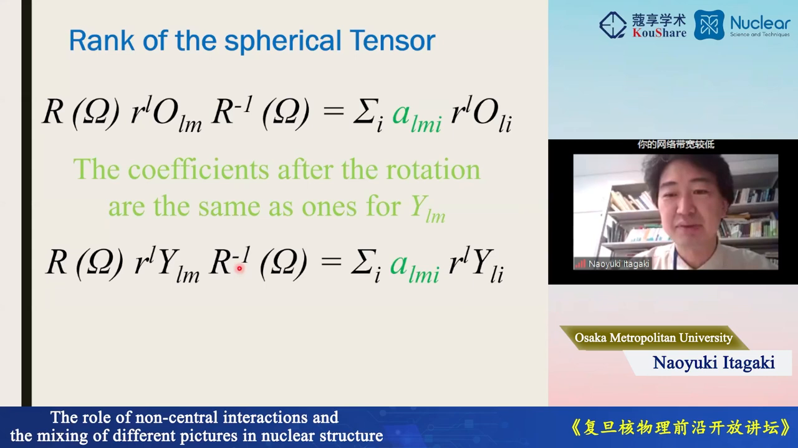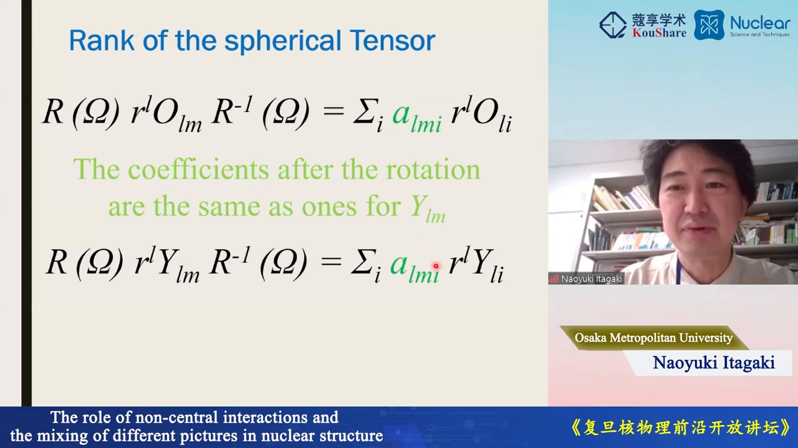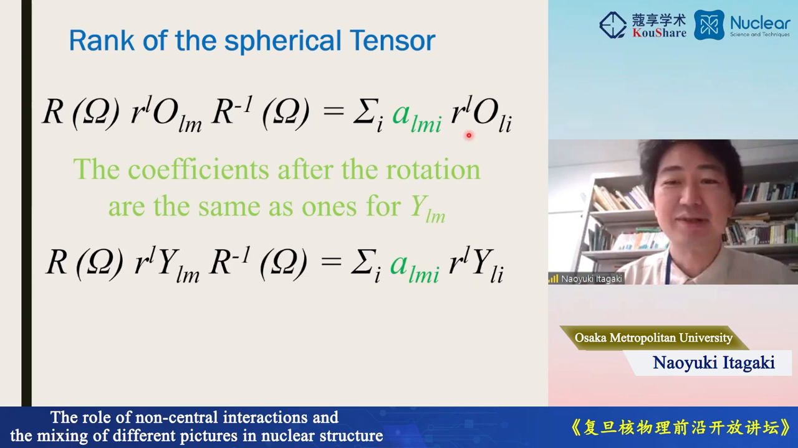If these coefficients and these coefficients for this operator O are the same, then this operator O is called a spherical tensor. That means that after the rotation, we get the coefficients, and if they are the same as for the spherical harmonics, then it's a spherical tensor.